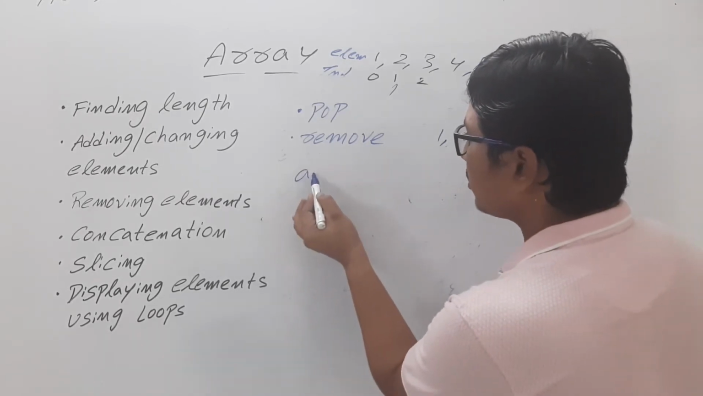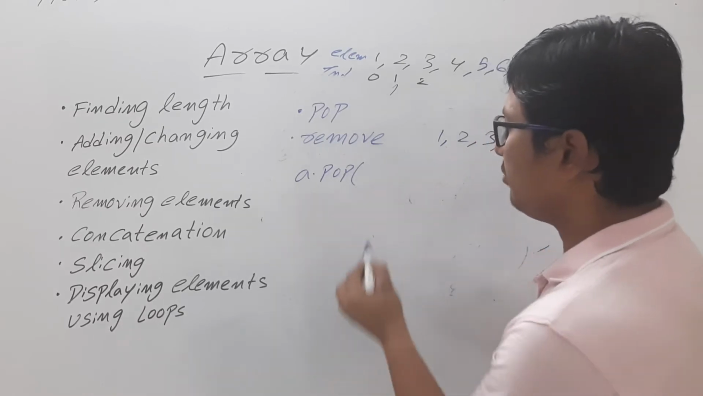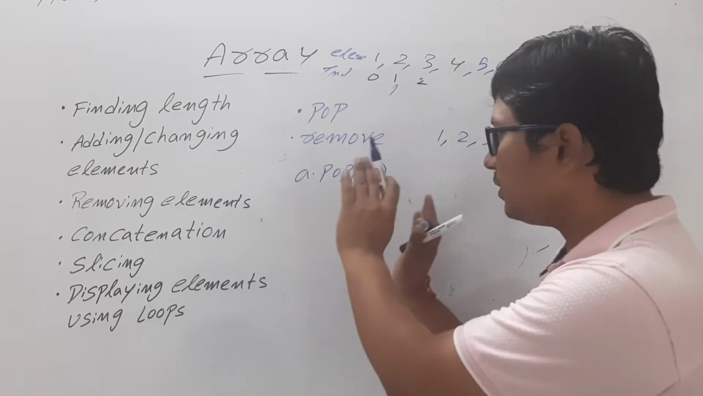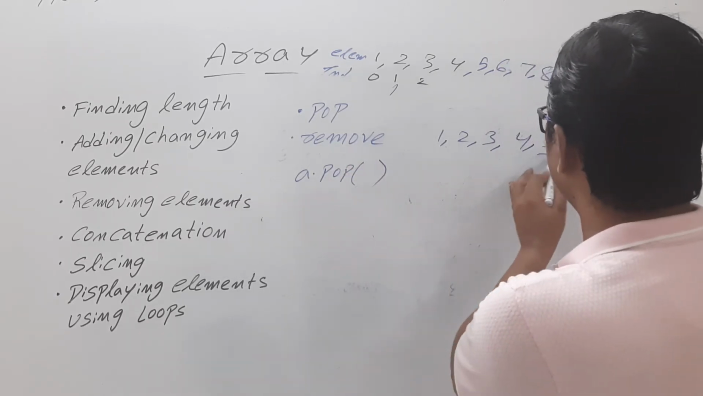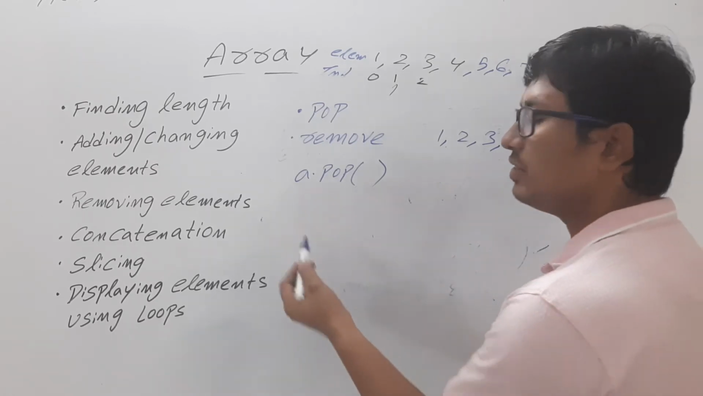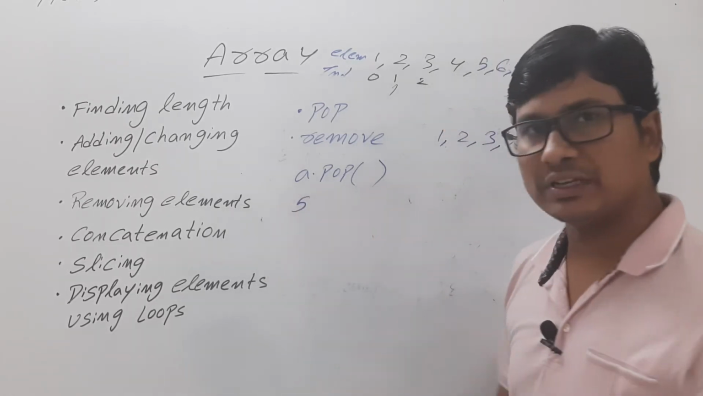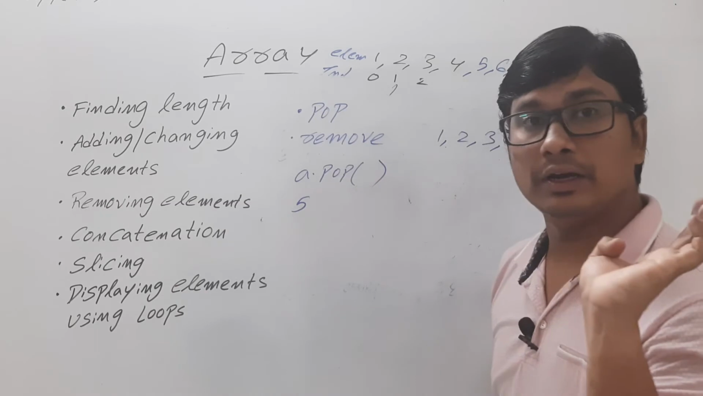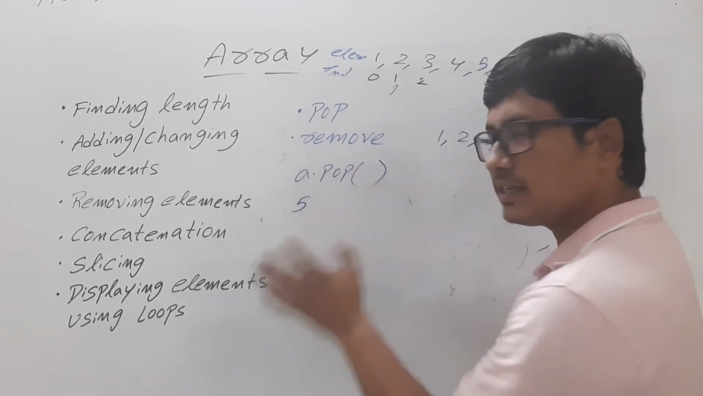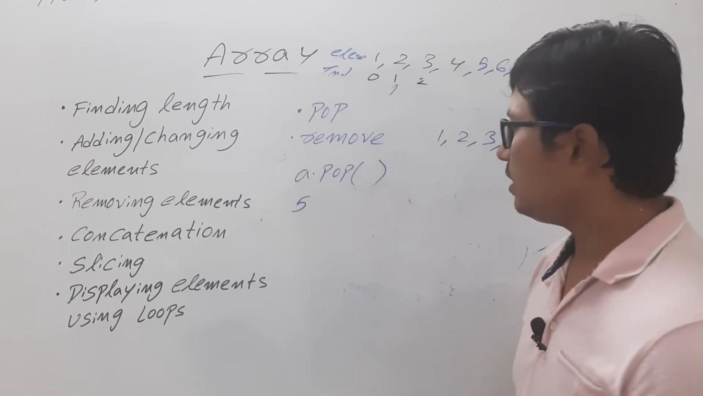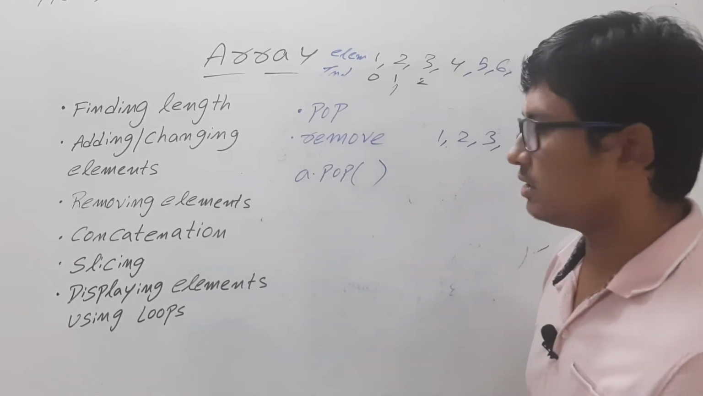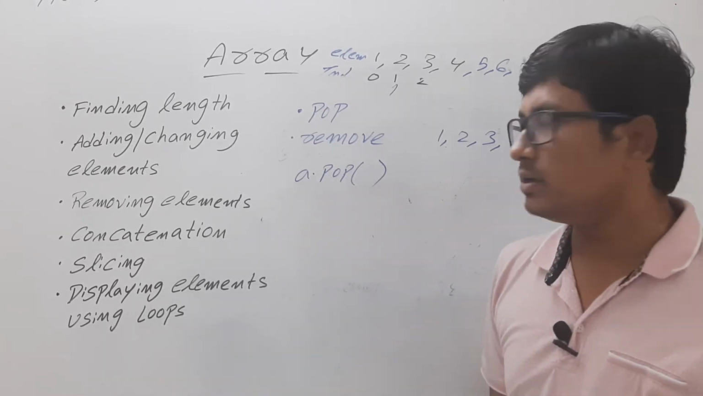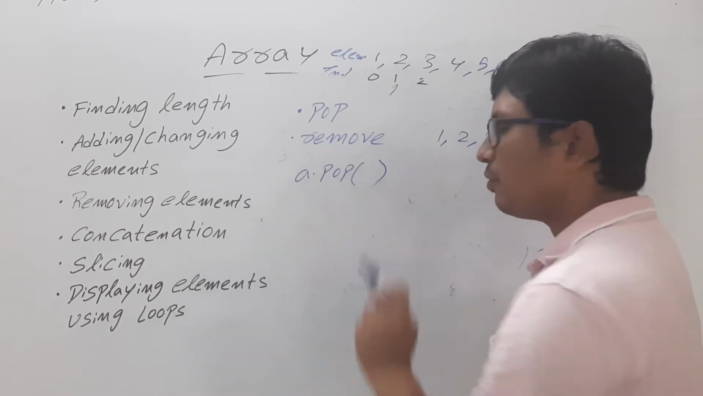If I write a dot pop, without specifying any index, and you execute this, then what element is there at the last position? 5 is there. That will be removed and you will get the output as 5. That means if you want to display which element was removed, we can do it. Even you can write it within the print, or if you just execute it, you will get the output as 5. After performing this operation, if you want to find what elements are there in the array, only 1, 2, 3, 4 will be there. So this is about pop without providing any index.